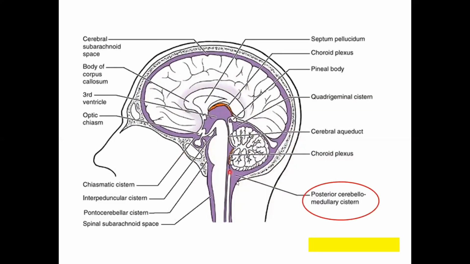The cerebellomedullary cistern that you see between the cerebellum and the medulla is the largest of all these cisterns. It is also called cisterna magna. We can introduce a needle into this space to withdraw the CSF for diagnosis. This procedure is called cisternal puncture.